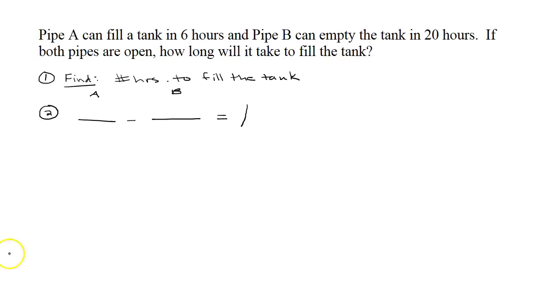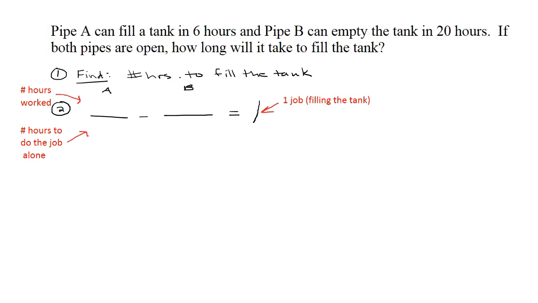Okay, let's fill in our fraction. On the bottom of the fraction, we put the number of hours to do the job alone. A can do the job in 6 hours. B can do its job in 20 hours. Now, I know that this is emptying instead of filling it, but that's where this sign comes from.